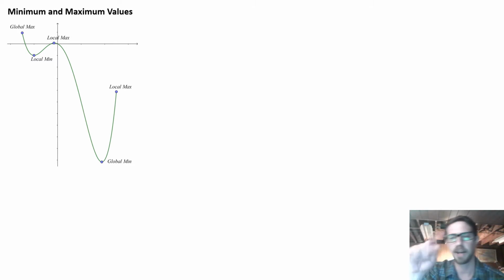If you look at the endpoints of this little function I've drawn for you here, that left endpoint doesn't really look like a traditional global max, but it would count as one because it's bigger than any other function value, and it does appear to be in the domain of the function. So functions can just cut off, and that still counts as a max or a min.